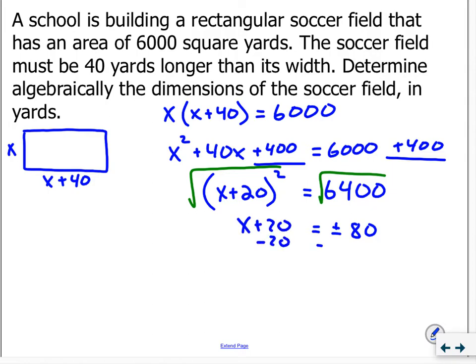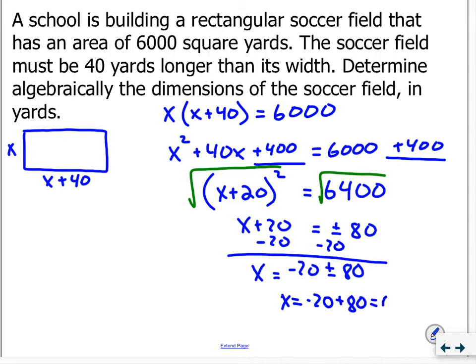Let's subtract 20 over, and let's see what we get now. We're going to get x equals negative 20 plus or minus 80. So let's figure out what those numbers are. If I do negative 20 plus 80, I'm going to get 60. And if I do negative 20 minus 80, I'm going to get negative 100. Now we're looking for the dimensions of the soccer field. We don't want soccer fields to have negative dimensions. Let's cross that one off.